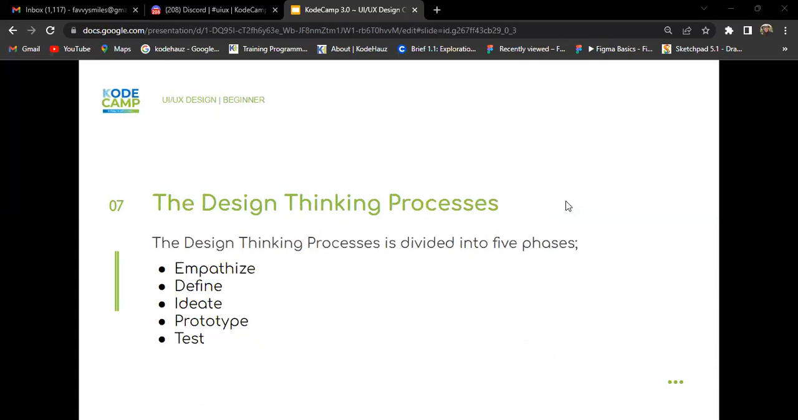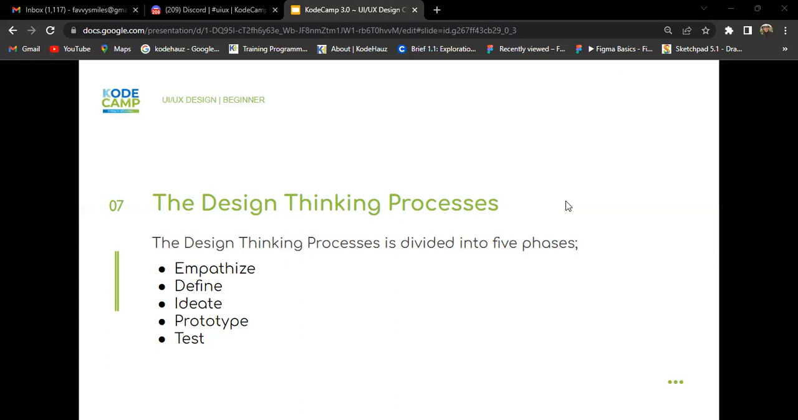So these are the processes. The design thinking process is divided into 5 phases. We have the first one, which is empathize, also known as the empathy stage. Empathy here means understanding the feelings of others, in this case, our users. We're trying to understand their emotions. Why do they think the way they do? Why do they actually do things this way? What are their needs and wants? This is where we get to understand our users and put ourselves in their shoes.